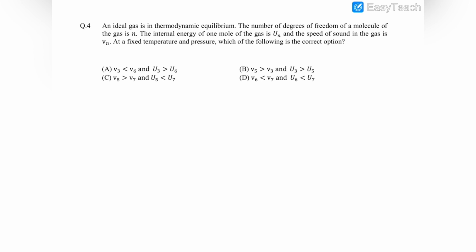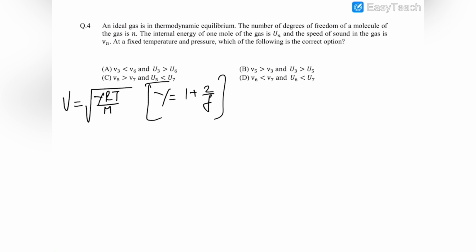In this question, an ideal gas is in thermodynamical equilibrium and the number of degrees of freedom of the molecule of the gas is n. If the internal energy of 1 mole of the gas is Un and the speed of sound in the gas is Vn, then at a fixed temperature and pressure, which of the following options is correct? So you know that the speed of sound in the gas is under root gamma RT by M, and gamma is Cp by Cv, and the value of gamma in terms of degrees of freedom is 1 plus 2 by f, which means that gamma is inversely proportional to f.